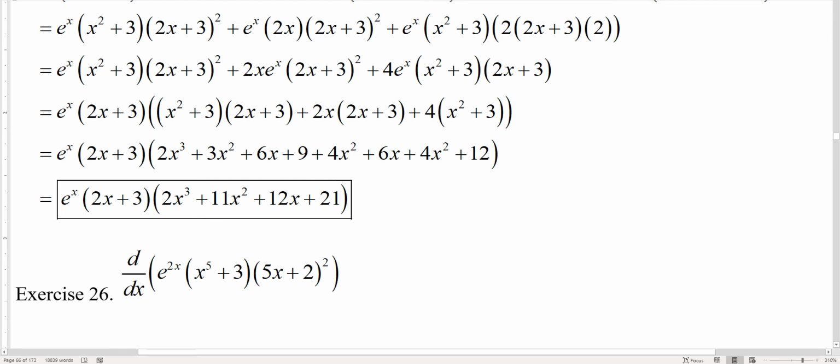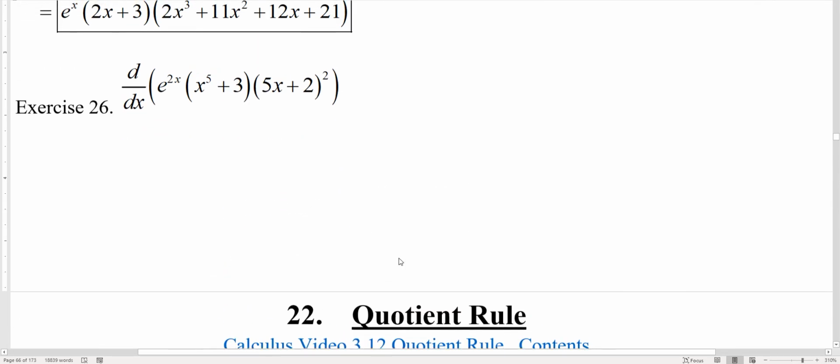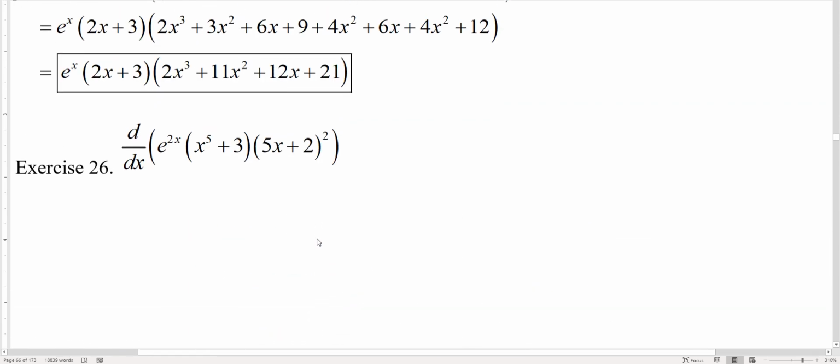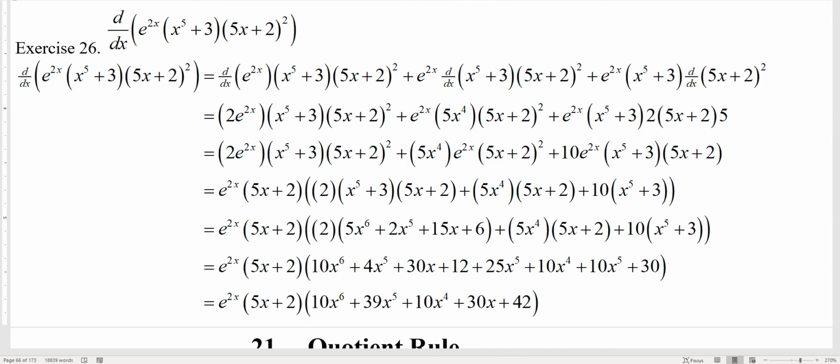All right, here's one for you to try. It's very similar to the last one. Work it out, press pause, work it out, and then come back when you're ready. Press pause now. All right, here's the solution.